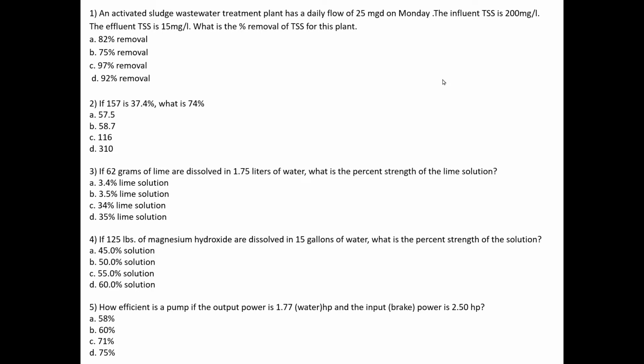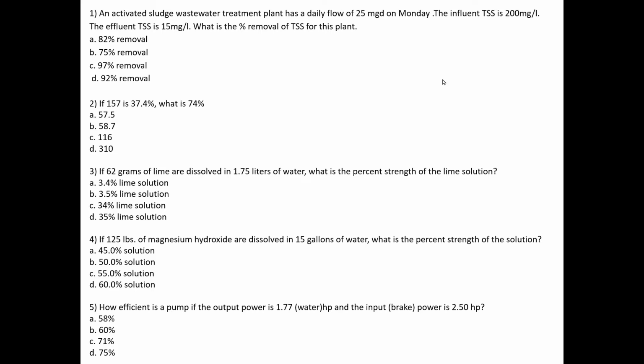And that's an important function when you're doing these problems, to read the problem. Read the problem, extract out the numbers, whether you're going to use them or not, and then you can figure out whether you're going to use them or not, and then do the calculations based on what you know and come up with the answer. But it's important to read the problem fully. So this question reads, an activated sludge wastewater treatment plant has a daily flow of 25 mgd on Monday.